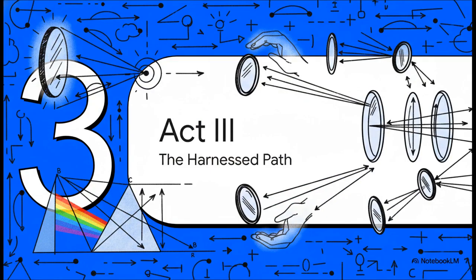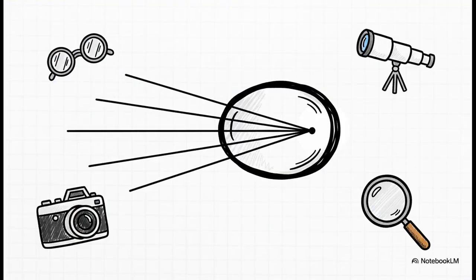Okay, so we've got light that bounces predictably and light that bends when it changes speed. For our final act, we'll see how humanity took these rules and learned to control them, to literally shape the path of light for our own uses. And the key to controlling that bend is the lens. A lens is just a carefully shaped piece of transparent material, usually glass, that's designed to bend light in a very specific and very useful way. It's the technology behind everything from your glasses to giant telescopes.